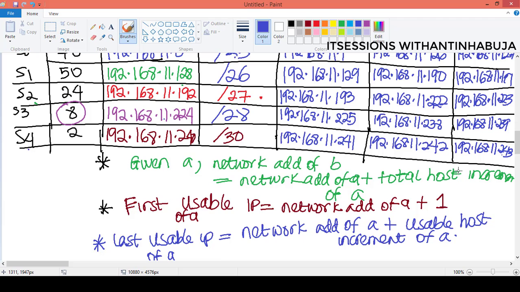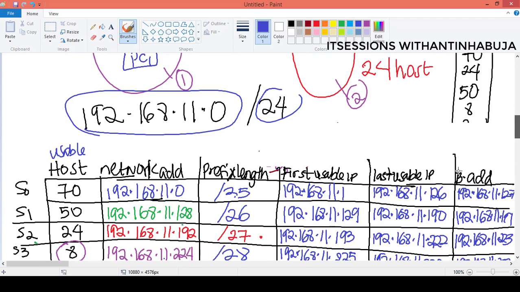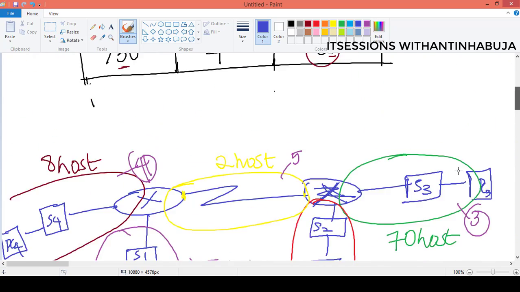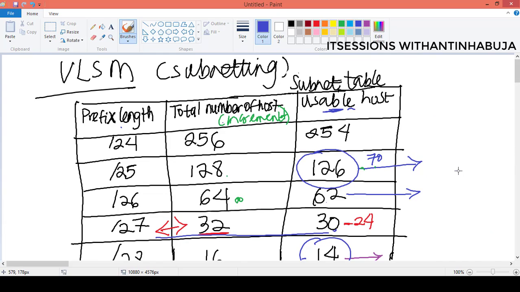Now, let me summarize again. If you're given a topology, the first thing you do is look at your topology, look at the number of hosts given. You arrange your hosts in descending order from the highest to the lowest. The next thing you do is draw your subnetting table where you have your prefix length, your total number of hosts, and the usable hosts. Each represents an increment. So for /24, you have 256. Usable host will be 256 minus 2, and that's 254.